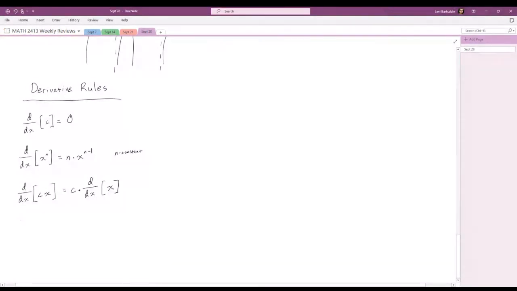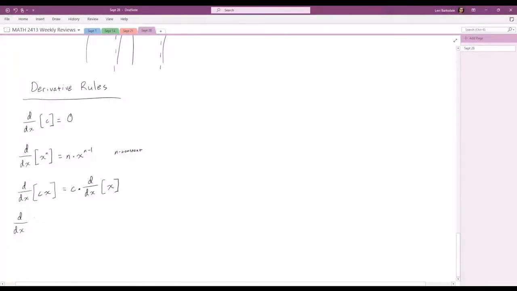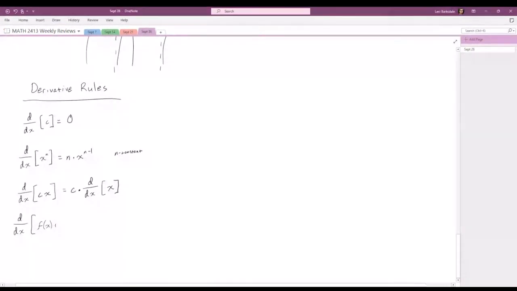Next one, we have an addition rule. So if we have two functions that are being added together, well, we can just take their derivatives separately.